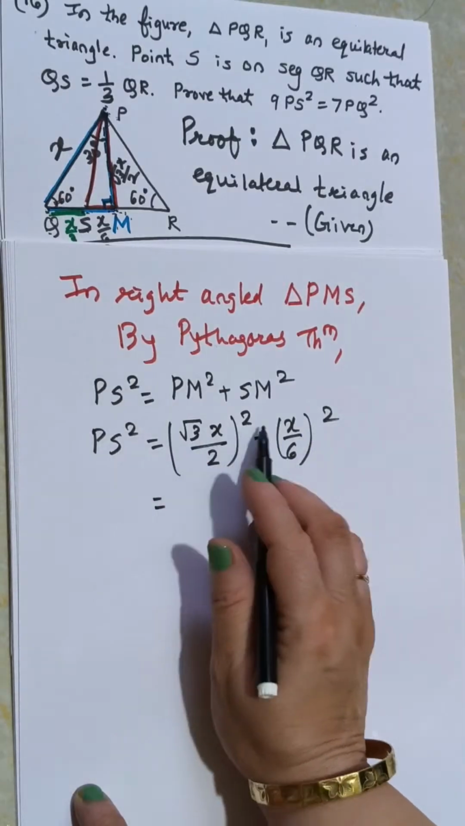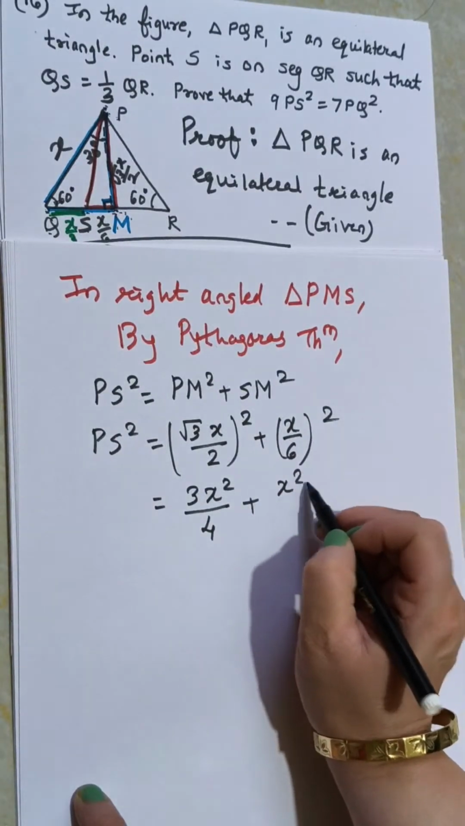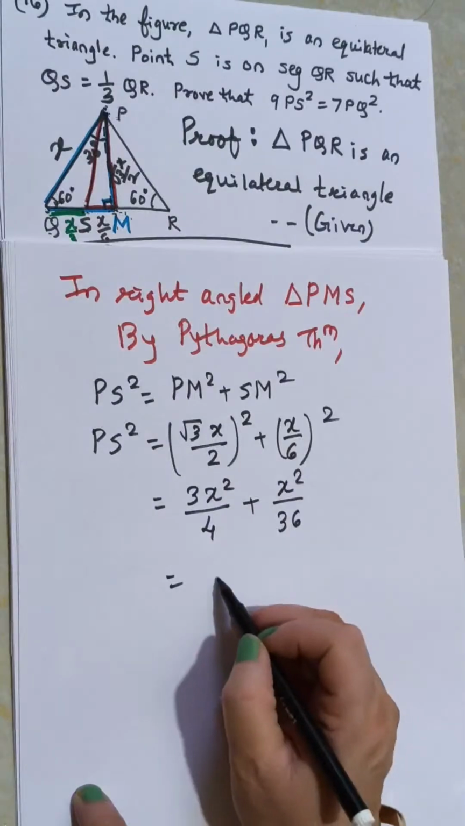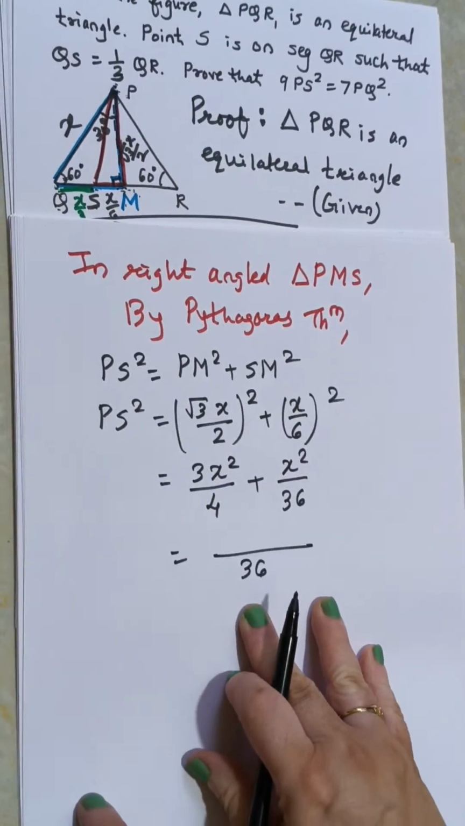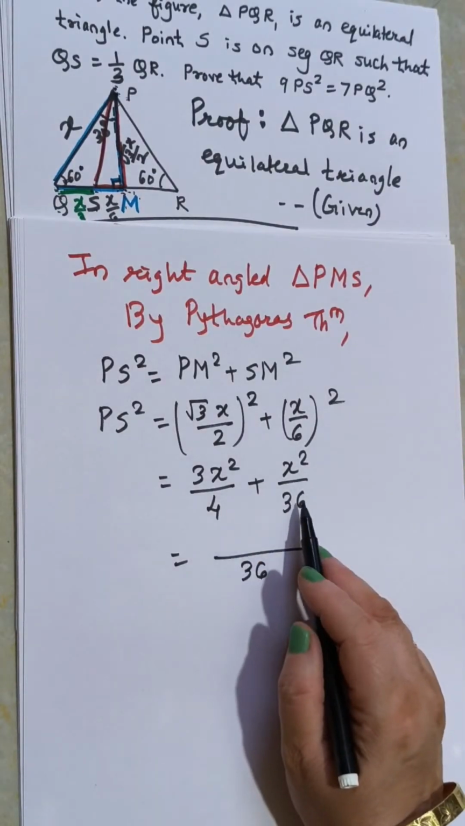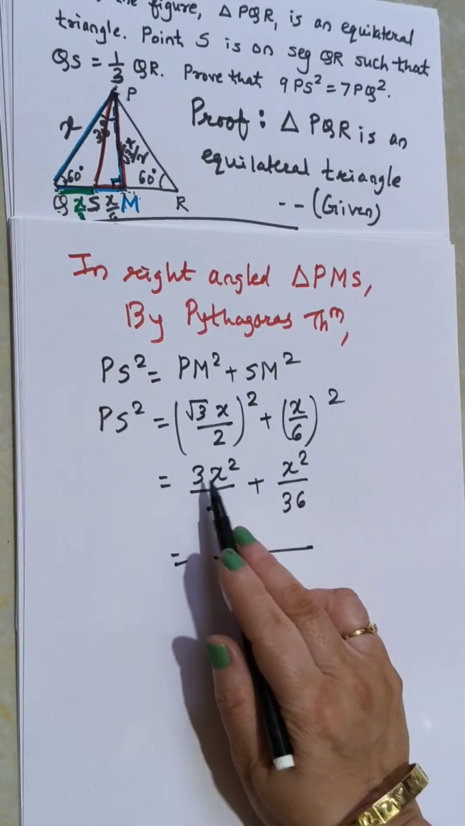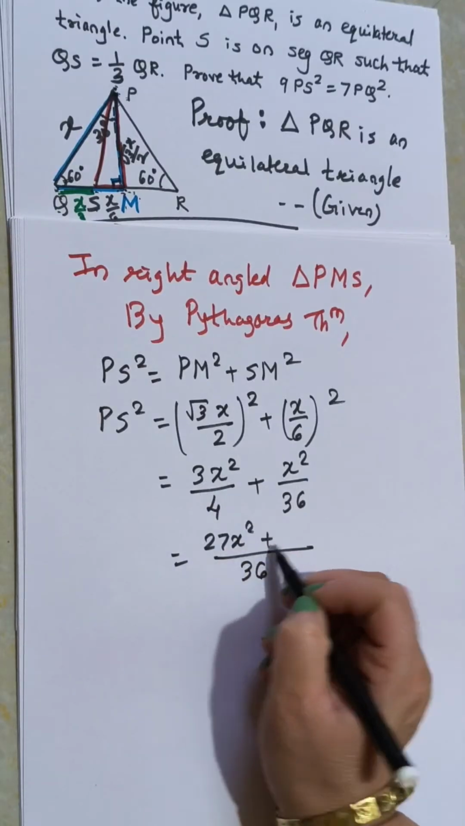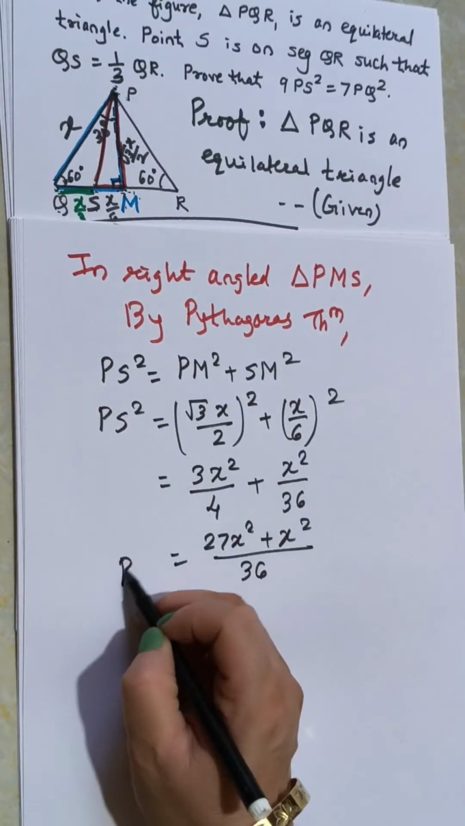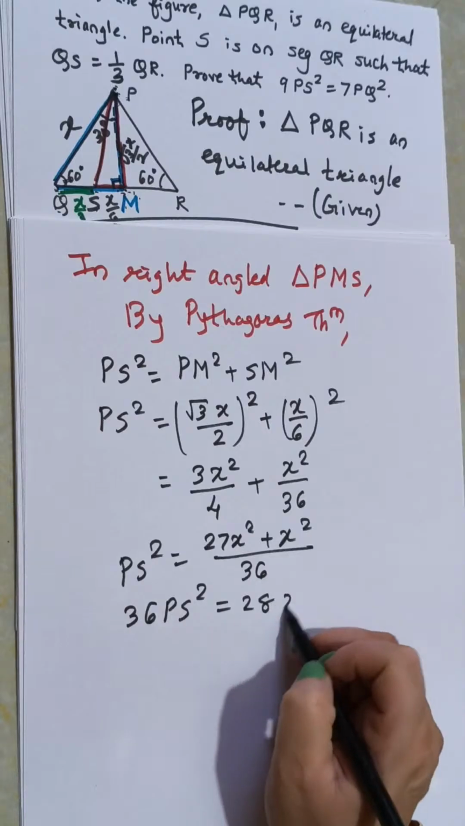Let's take the squares. Under root 3 square is 3, x square, and 2 square is 4. Again here x square, and 6 sixes are 36. Now here it is 4 and here 36, so let us take 36 as the LCM. 4 nines are 36, so we multiply this 3 by 9: 27x square, and 36 is there. Plus x square. Now taking 36 here, it is PS square. So 36 PS square is equal to 28x square.